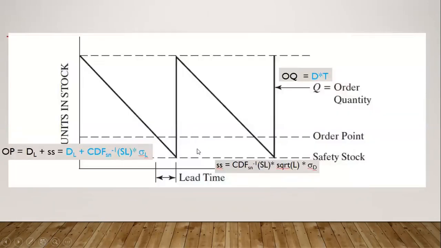So this is the situation. There is an order point here. When we reach the order point, which is defined as this entity, we order this much quantity, that is D multiplied by T. So this is the ordered quantity. We order this much quantity at this point of time, and it is delivered after a constant lead time. And this height is known as safety stock, and safety stock is defined as this particular term.